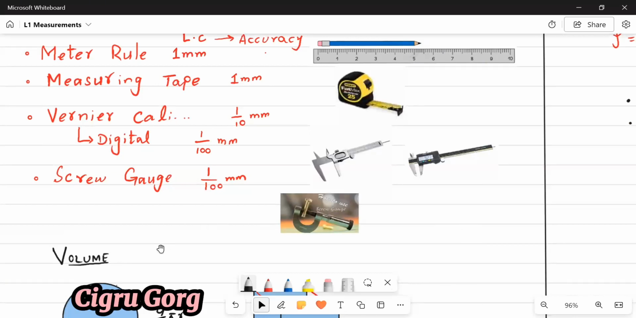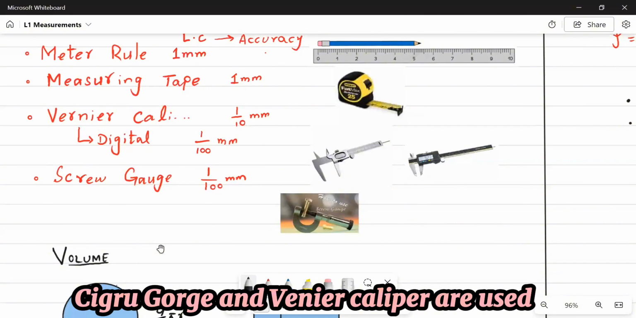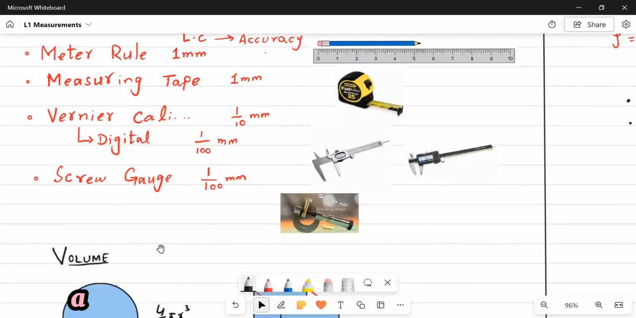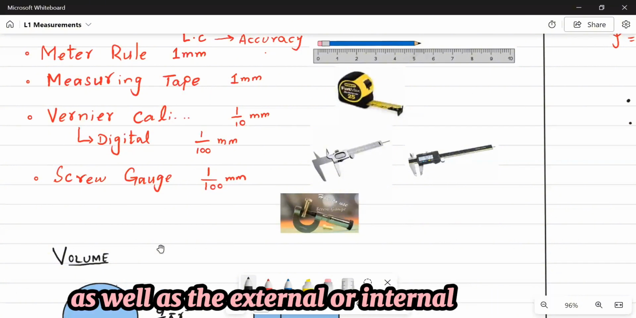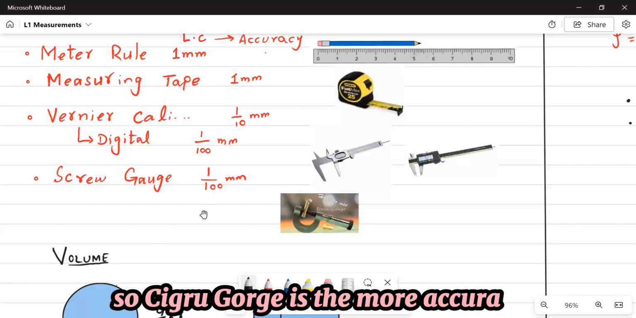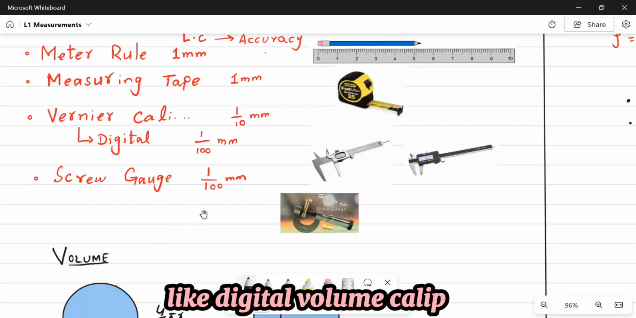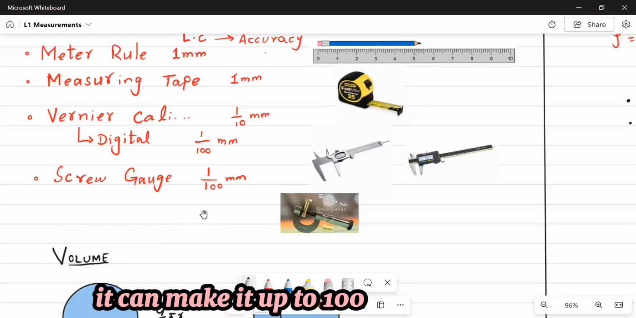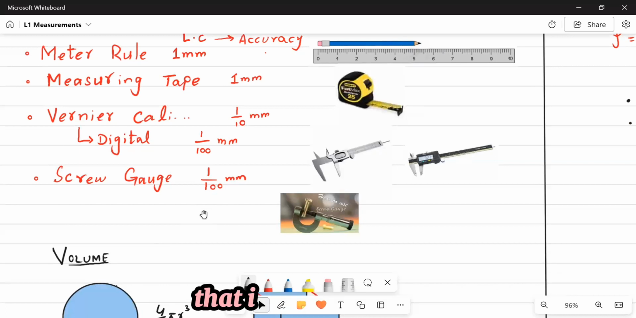Screw gauge and vernier caliper are used to measure small lengths as well as the external or internal diameter. So screw gauge is more accurate. Like the digital vernier caliper, it can measure up to the 100th part of 1 millimeter. That is much more accurate.